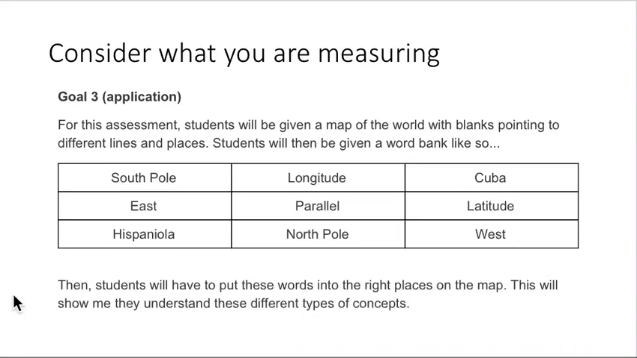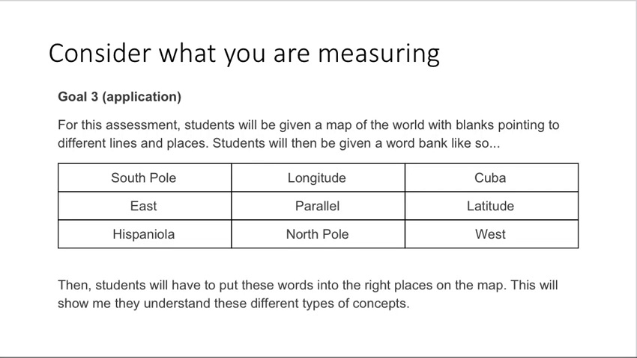Likewise, for this assessment, students will be given a map of the world with blanks pointing to different lines and places. Students will then be given a word bank like this: South Pole, longitude, Cuba, and so on. Students will have to put these words in the right places on the map. Now, this again, the goal was to apply latitude and longitude to different locations. And this gets at whether or not they know what the longitude and latitude things are. But otherwise, it's just labeling things on a map. And so that is a different objective than using latitude and longitude to identify specific locations.